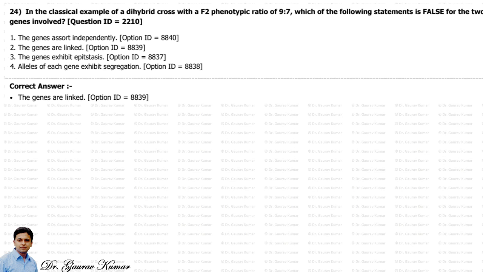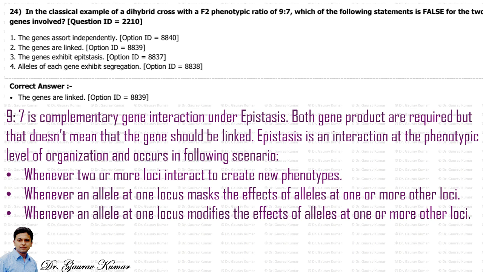Next question, in the classical example of a dihybrid cross with F2 phenotypic ratio of 9:7, which of the following is false for the two genes involved? So they are saying the classical example of a dihybrid cross of F2 phenotype, and that comes under complementary gene interaction under epistasis. So 9:7 is a complementary gene interaction under epistasis. Both gene products are required, but that doesn't mean that the genes should be linked. So this option is wrong, that is, the genes are linked.